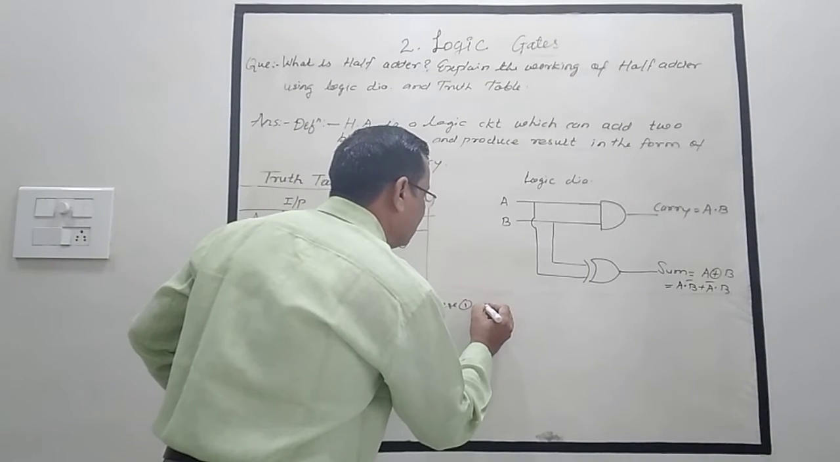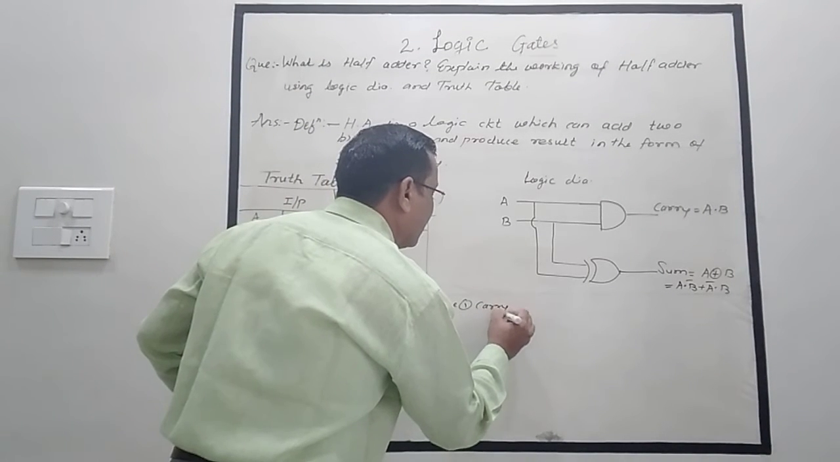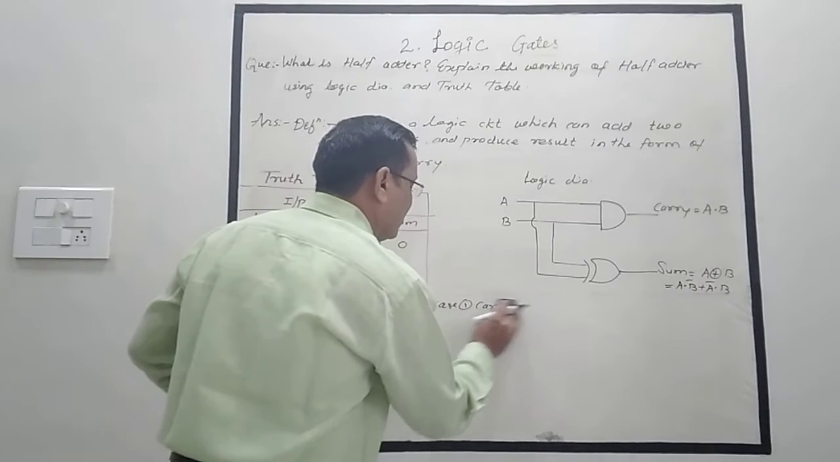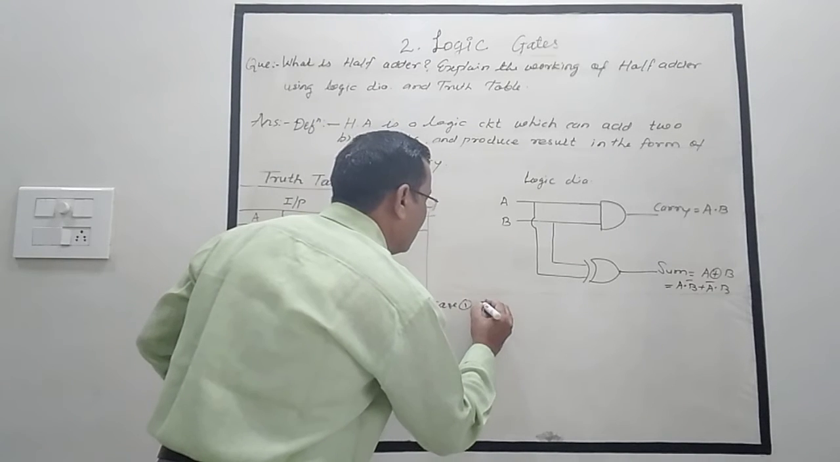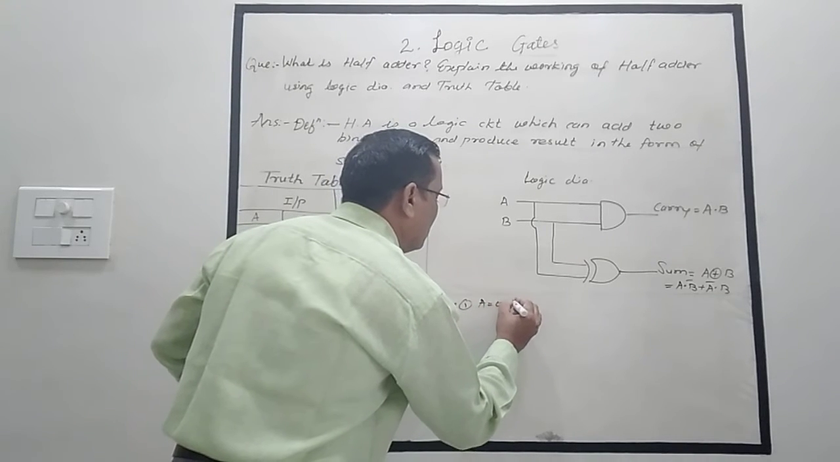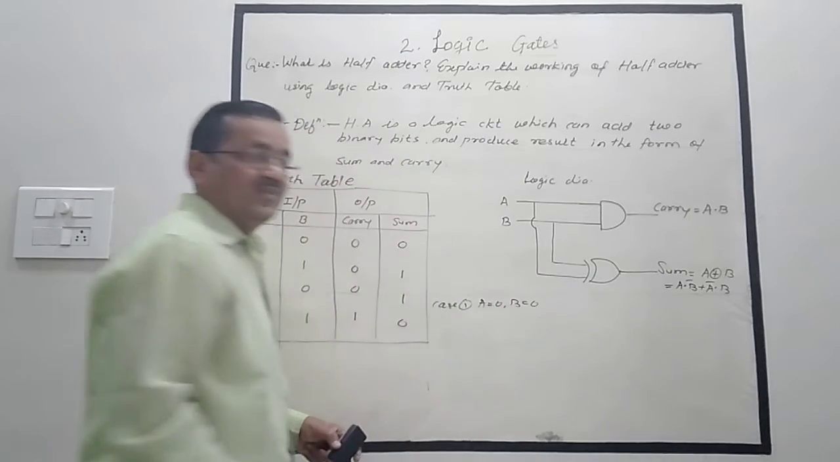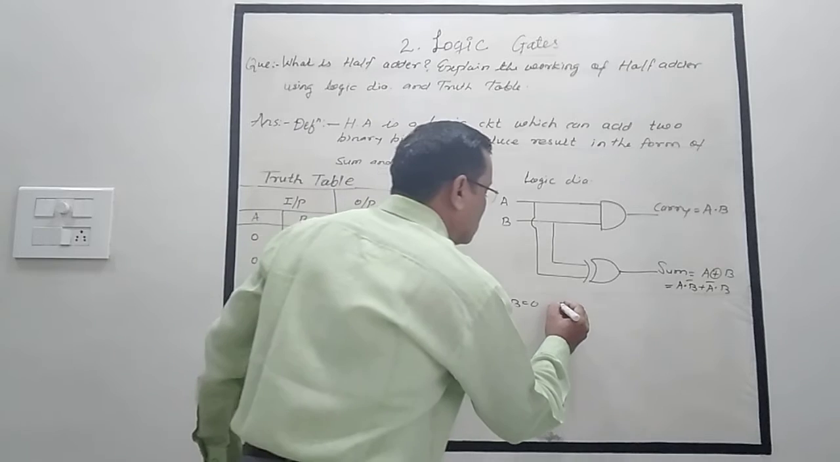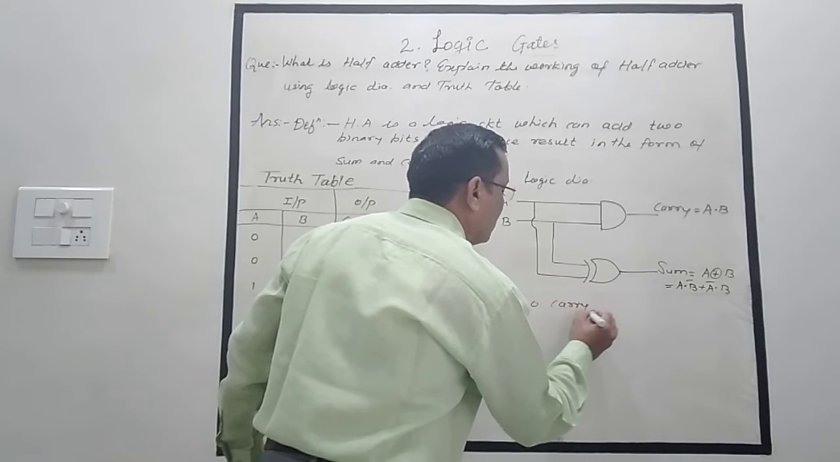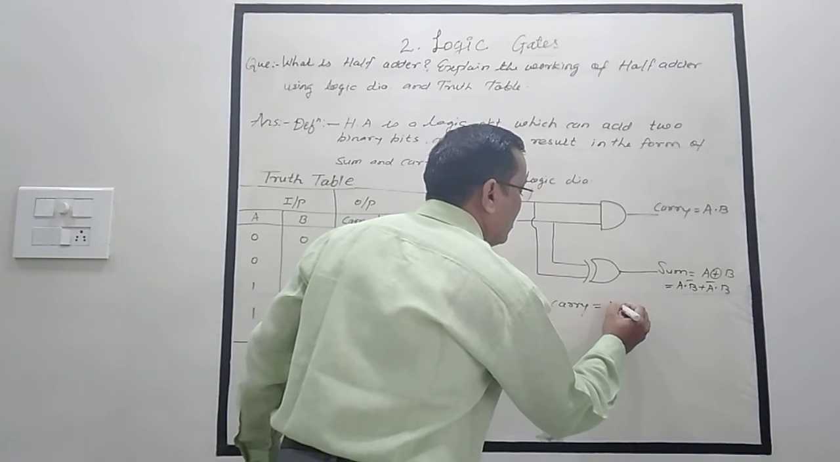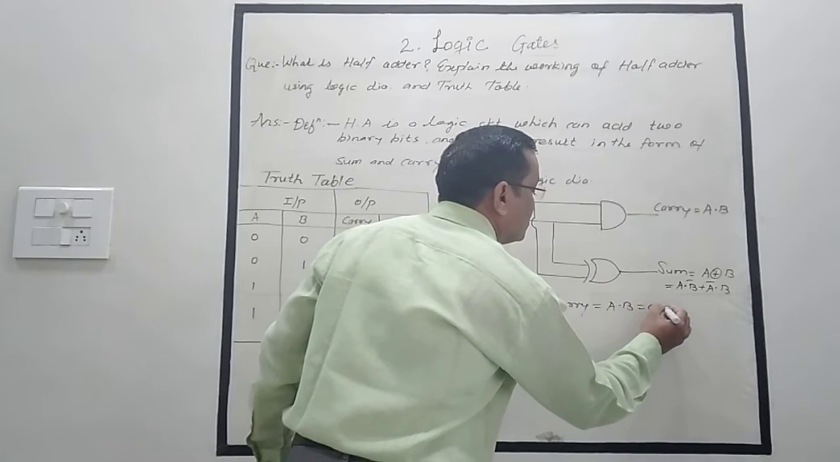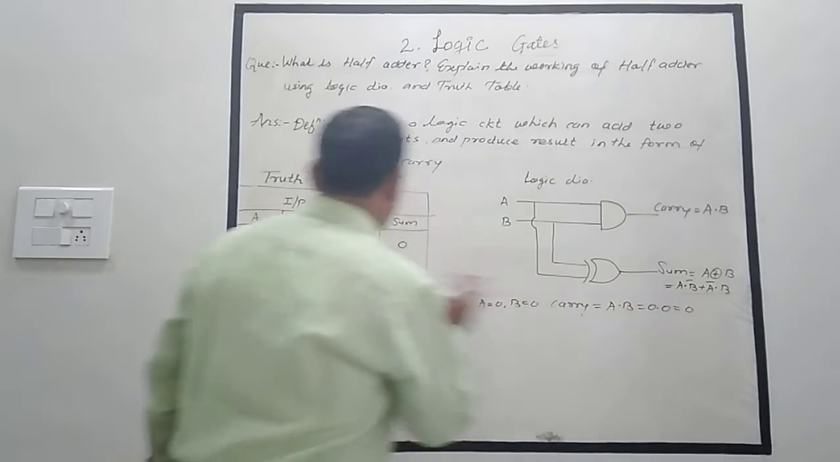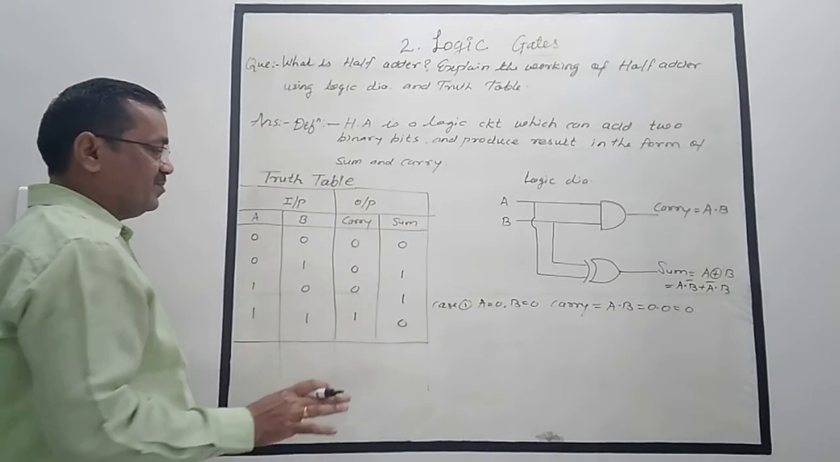What is the output for carry? Carry is equal to, okay, substitute. A is equal to 0 and B is equal to 0. So carry is equal to A dot B, 0 dot 0 is 0. So carry in this case is 0.